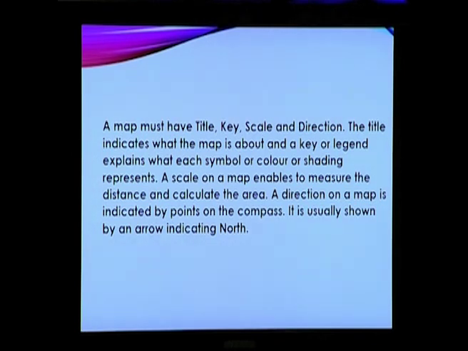A map must have title, key, scale and direction. The title indicates what the map is about and a key or legend explains what each symbol or color or shading represents. A scale on a map enables to measure the distance and calculate the area. A direction on a map is indicated by points on the compass. It is usually shown by an arrow indicating north.